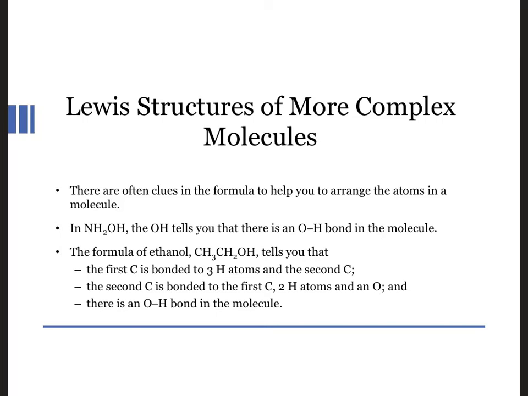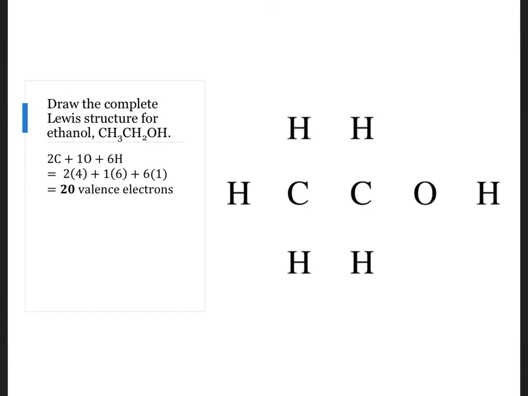The formula for ethanol drops similar hints. The CH3 tells us carbon is surrounded by three hydrogens. Then the next grouping, CH2, tells us the second carbon has two hydrogens attached and bonds to the OH group. Let's continue working with the ethanol formula to see if we can finish out the ethanol structure. Let's follow the same process as in the last lesson.